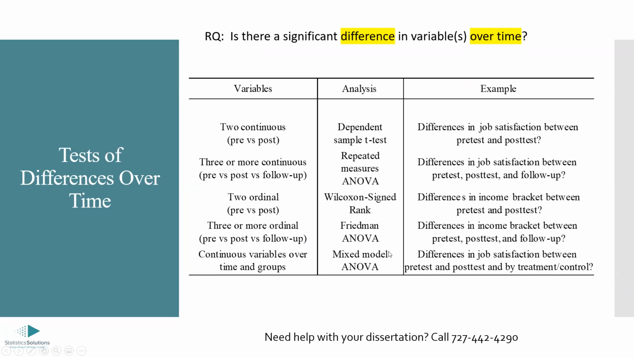The final example here is taking those 2 concepts of time and group and putting it together. So this is kind of a true experimental study. So you're randomly assigning people to treatment and control groups. You want to see, is there a difference in job satisfaction, for example, between pre and post test and by treatment control. So there are many moving parts here. You have time, you have a difference over time, pre-test, post-test. You also have differences between groups for treatment and control. And you have the interaction of those 2 concepts, time and group. The mixed model ANOVA is the big analysis to use when doing a true experimental study.